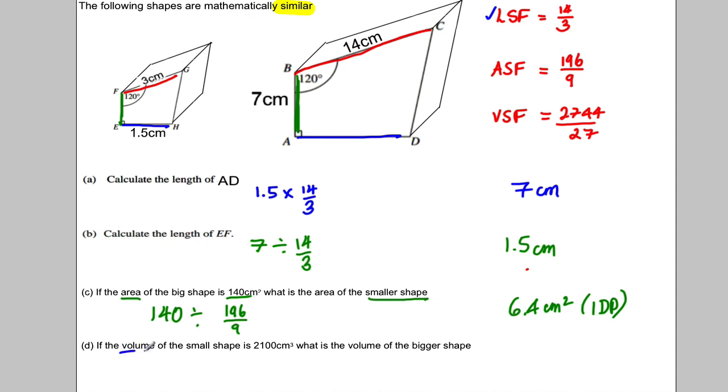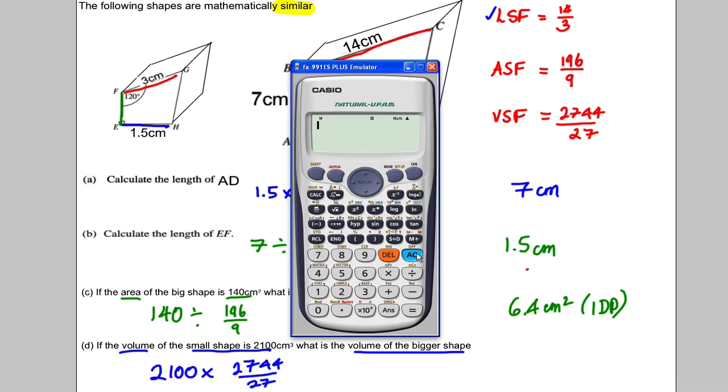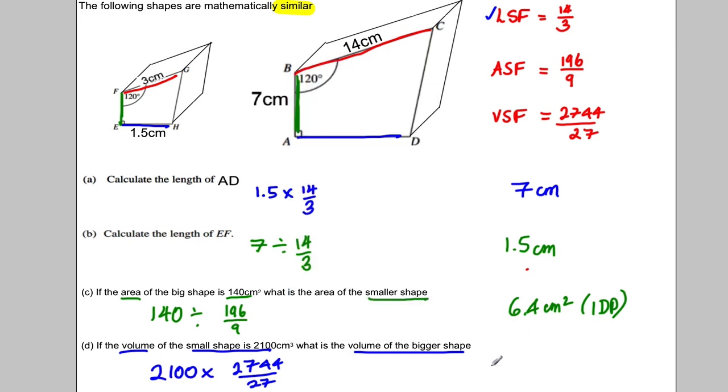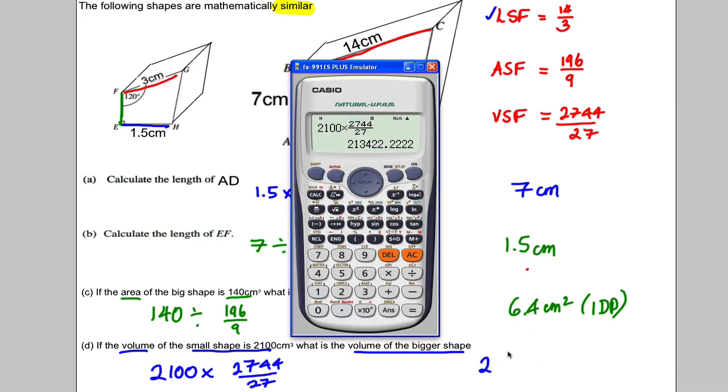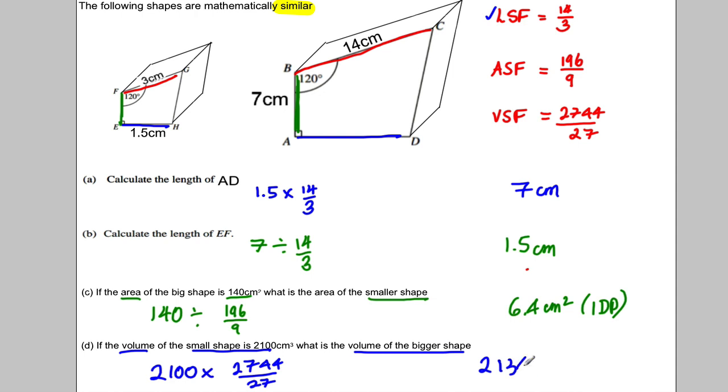Now the last one is a volume question. They've got the volume of the small. You want to get the volume of the big, so we're going to multiply. The volume of the small is 2,100. We're going to multiply it by the volume scale factor, 2744 over 27. So 2,100 multiplied by 2744 over 27. And we get the answer 213422. Let's just leave it like that. 213422. Okay, and centimetres cubed. And that's how you do these questions.